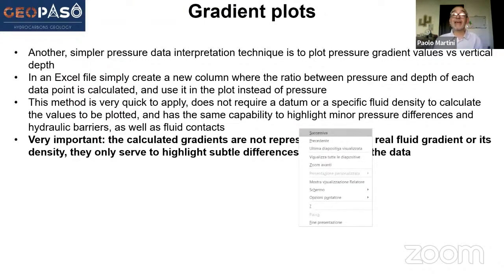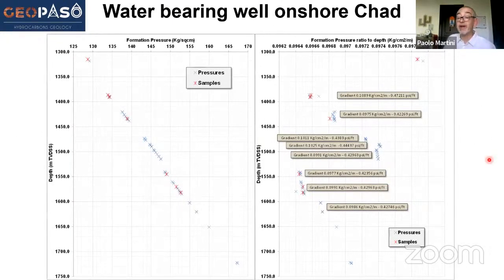So this is an example of a dry hole onshore in Chad, in the Doba Basin, and these are all water points. So on the chart on the left, one may be tempted to draw maybe one water line through these points, maybe one water line through these points, and then there's a little shift here, maybe a third water line there.